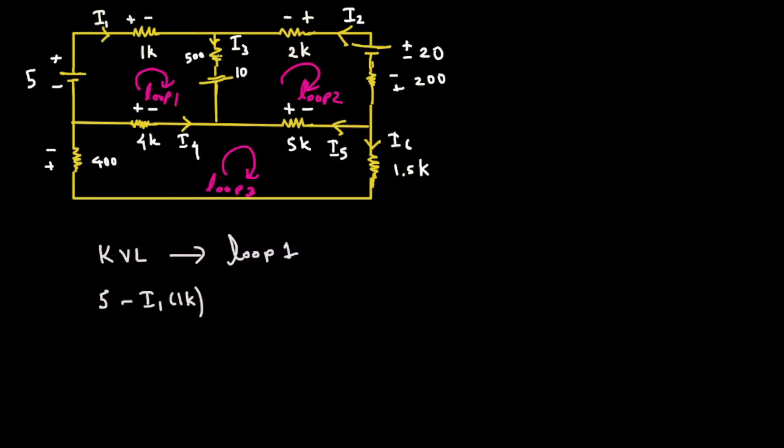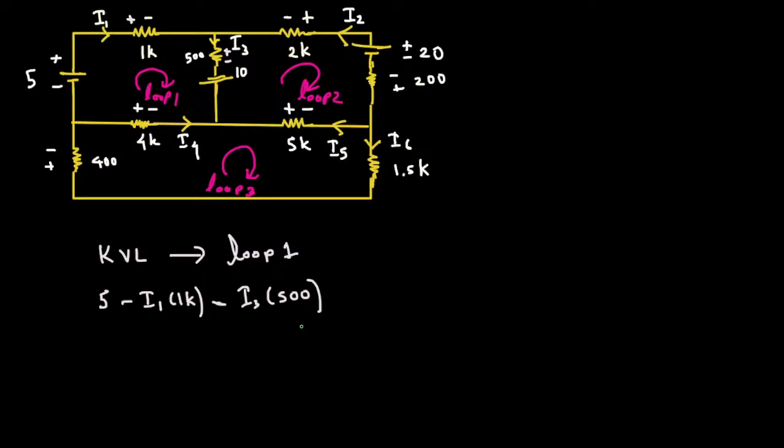And then if we look at the next one, we have I3, and here we don't have plus minus. Let's say plus, I just put the sign plus minus for now. If it's plus minus, and we take clockwise, plus to minus is a minus. So this is minus I3 times 500.